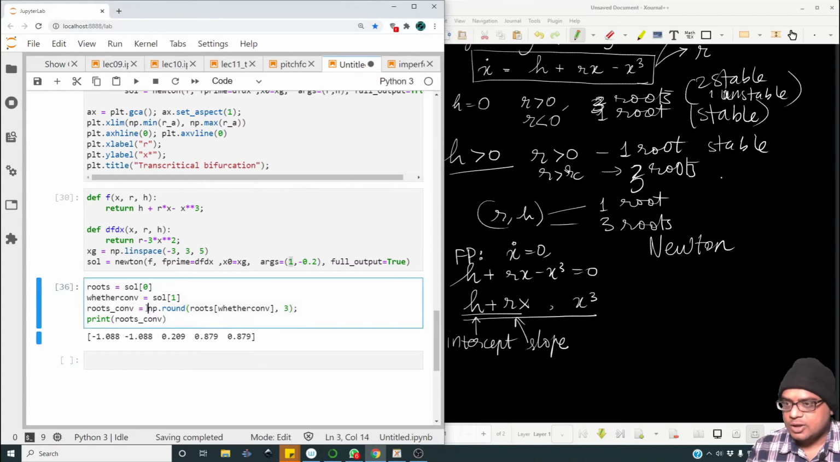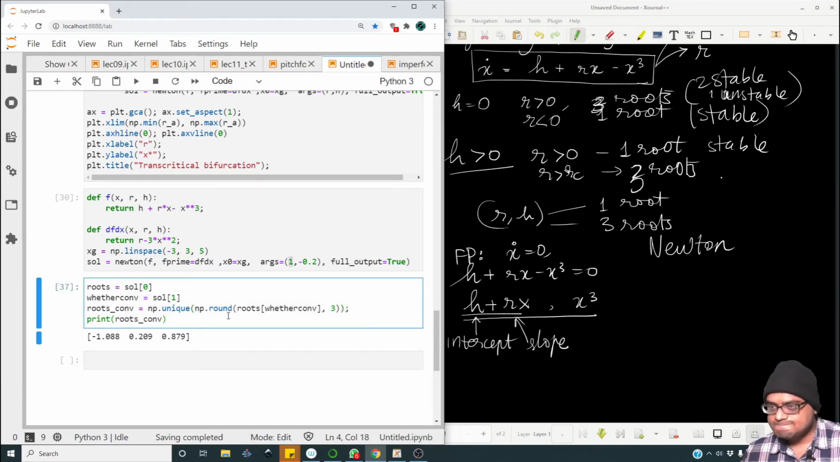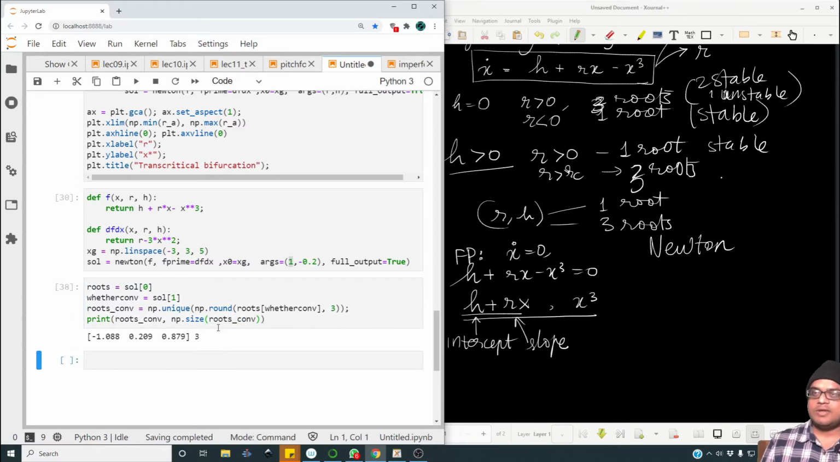Now out of this we will extract the unique elements, so np.unique. It has now given us only the set of unique roots. Let us print not only the roots which have converged, but also the number of roots, so np.size of roots conf. Excellent. So now we have all the things.